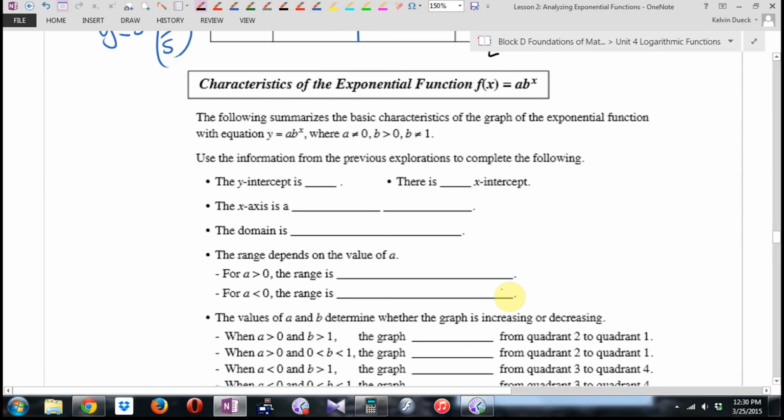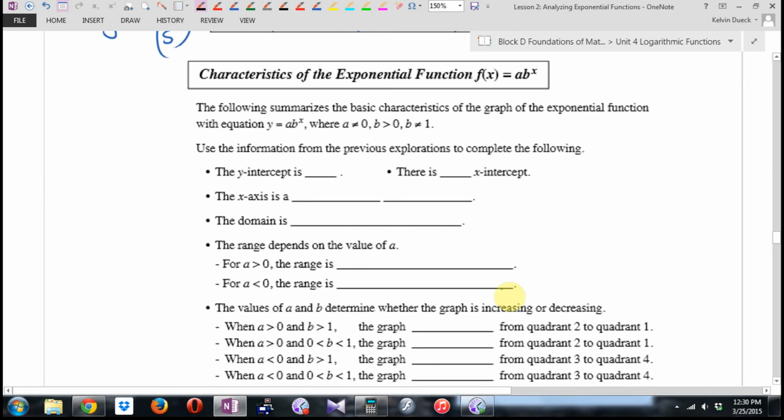So here's the summary. The y-intercept of any exponential graph is always 0, comma a. Oh, and if there is no number, it's 0, comma 1, because there is a number sitting there, an invisible 1.